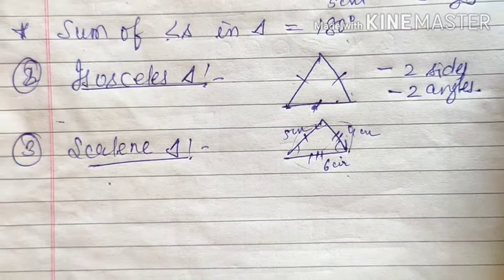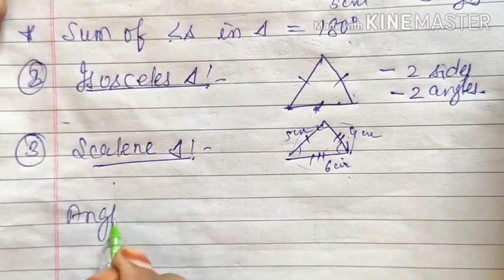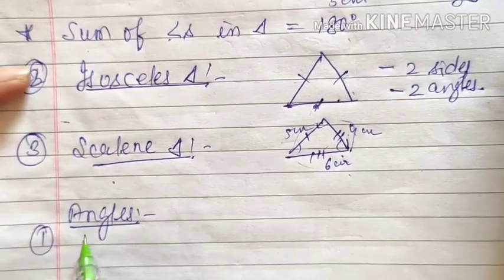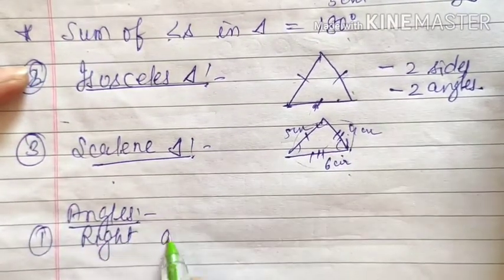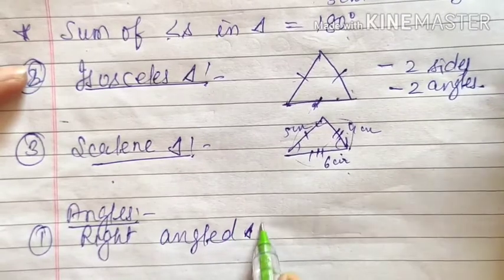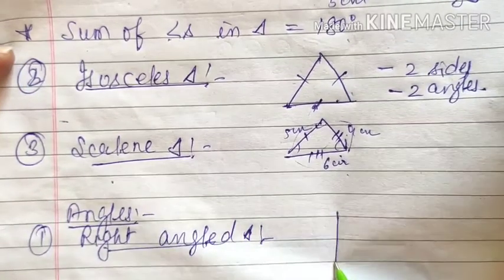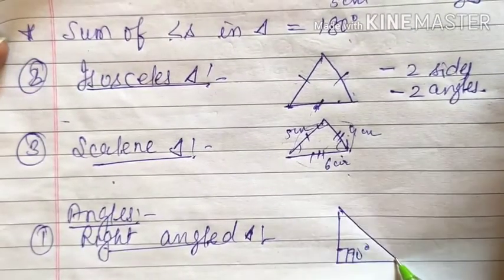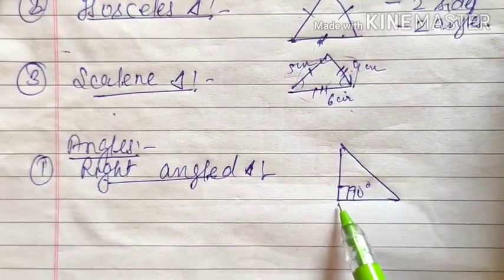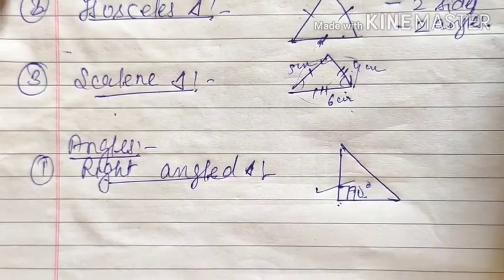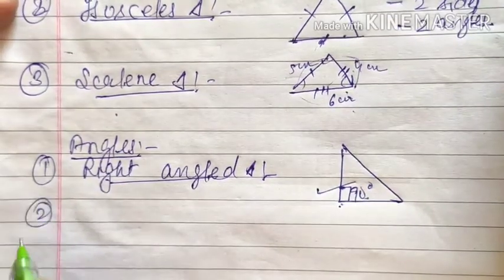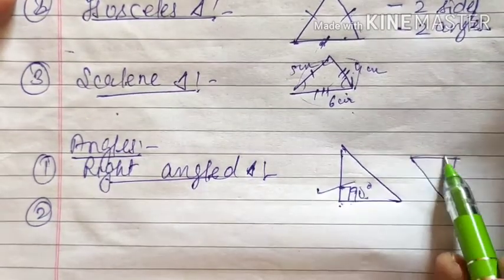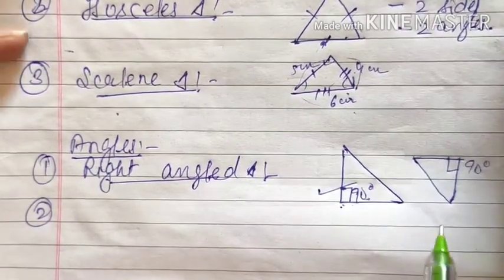Okay, now we will work on the angles. On the basis of angles also, triangles are of three types. First one, right angled triangle. As the name indicates, right angle means you will have one angle of 90 degrees. So if you have a triangle in which one angle is 90 degrees, that is known as a right angle triangle. It need not be like this, it can be like this also. One angle must be 90 degrees, that's all.